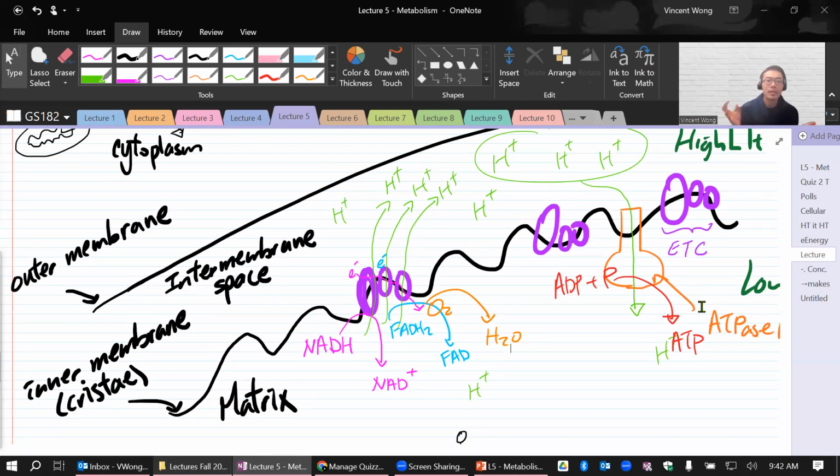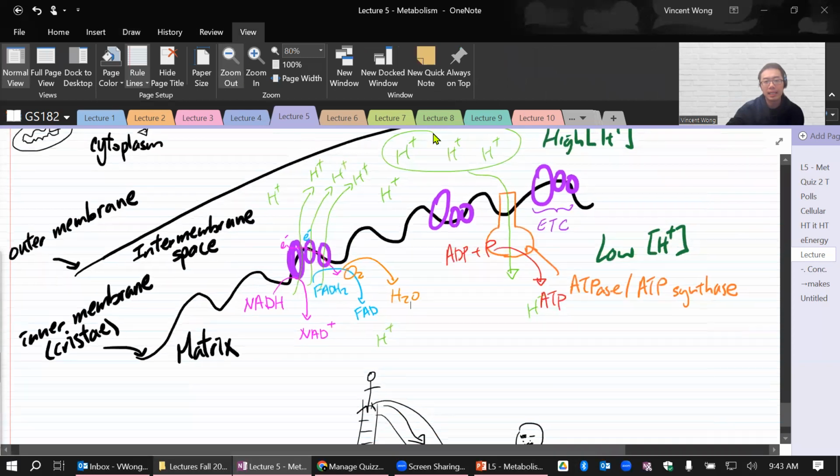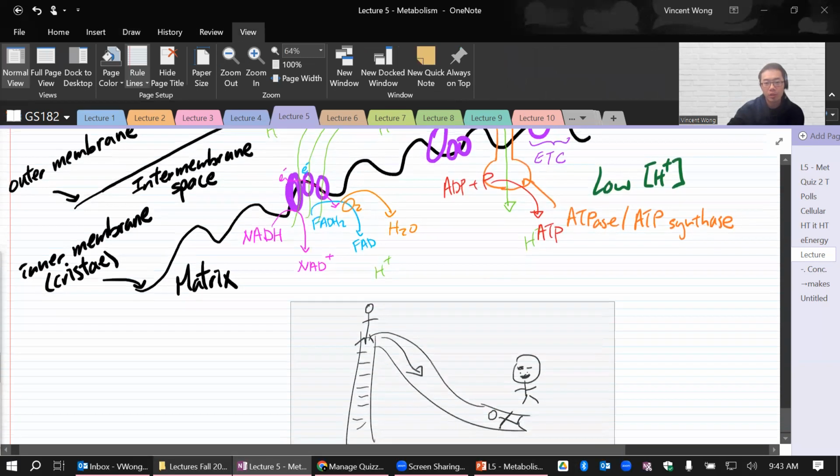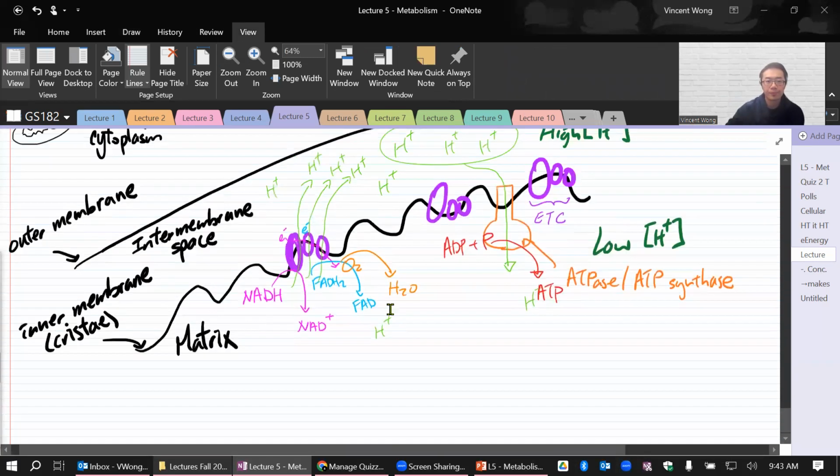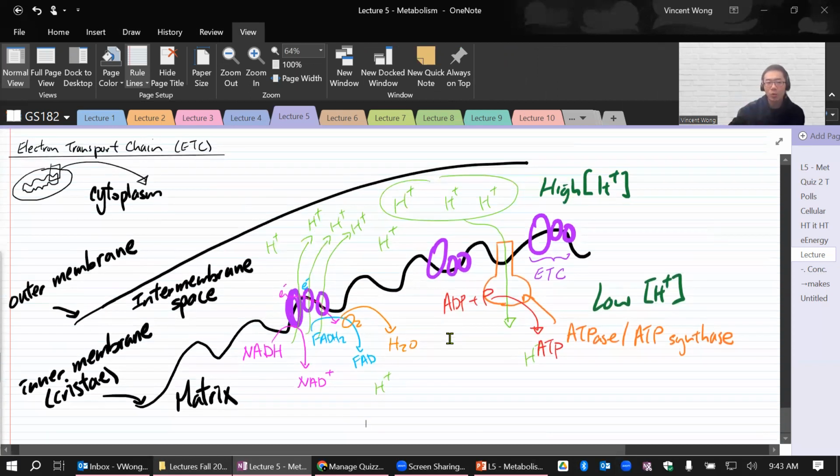That's why we need the oxygen, the final electron acceptor, to clear the ETC so that the flow of electron can continue. By continuing the flow of electron, I keep on generating H plus in the intermembrane space. They can keep coming back in. I can keep on making ATP, and we live. So that is what happens in the electron transport chain, the ETC. Any questions?